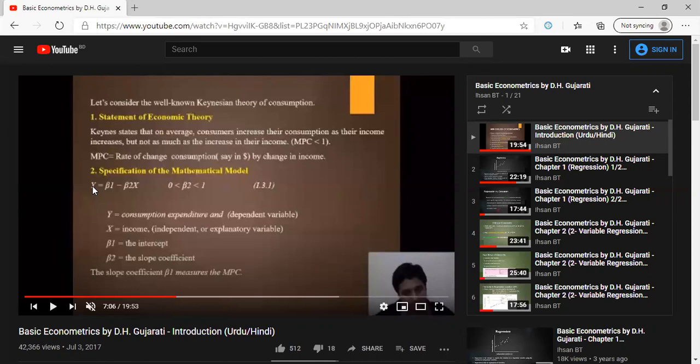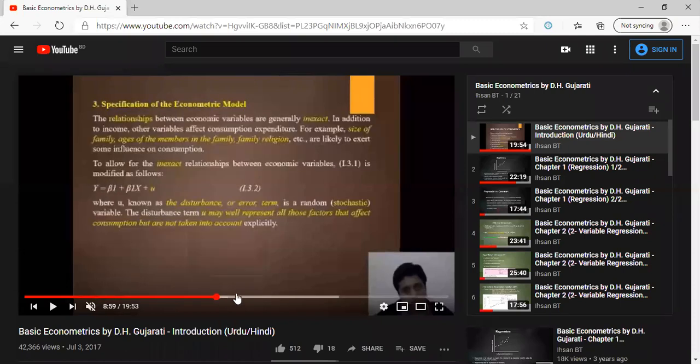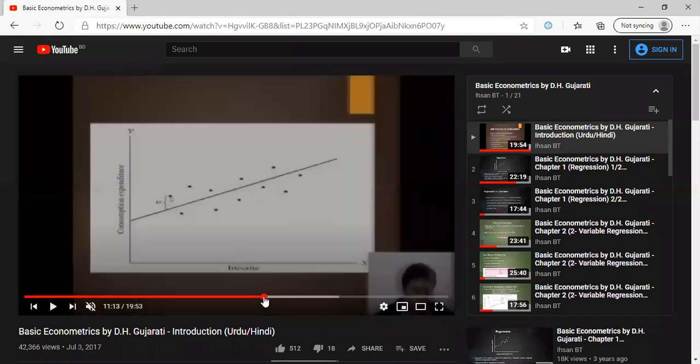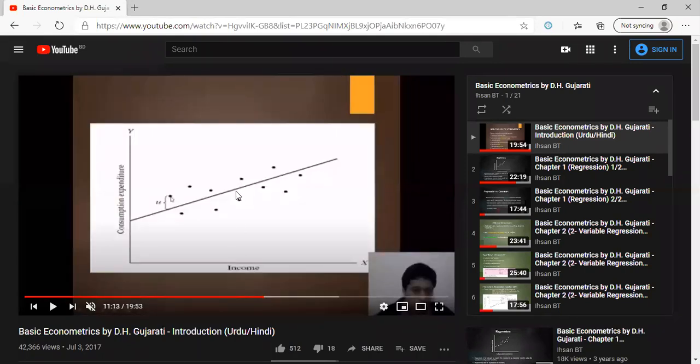Then what is an inexact relationship? An inexact relationship is like this. You give me an x value, and you will see that the y value is not on that line. If you give me another x value, the y value is either below the line or above the line. For any x value, the y value can be above the line, on the line, or below the line. That is an inexact relationship, not an exact relationship.